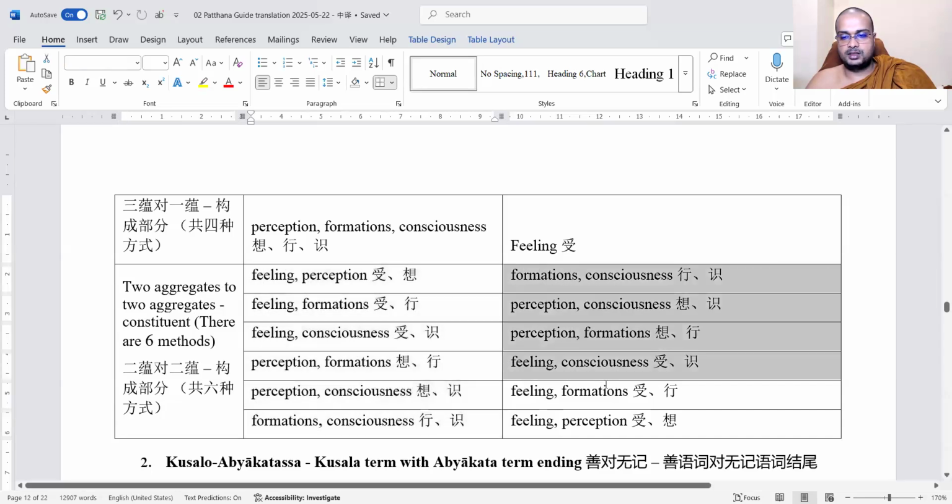So with the two aggregates supporting two aggregates, we have to take two on this side. And for this side, for the conditioned phenomena, again we have to take the other two aggregates. So like that, there are 6 methods in total if you put them in this way.